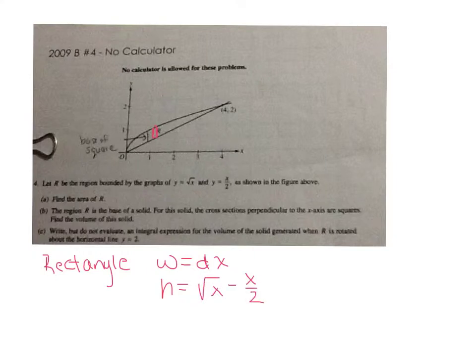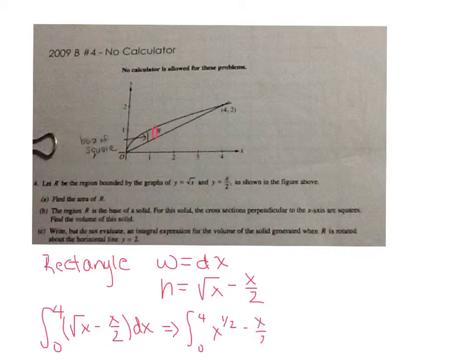over 2. And so we're going to take the integral from 0 to 4 of square root of x minus x over 2 dx. And we have to evaluate this by hand. So it's the same thing as the integral from 0 to 4 of x to the 1/2 minus x over 2 dx. And the antiderivative of x to the 1/2 equals 2/3 x to the 3/2 minus x squared over 4 from 0 to 4.